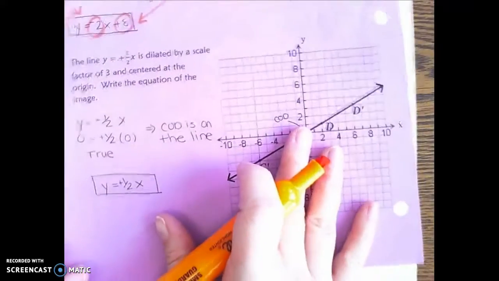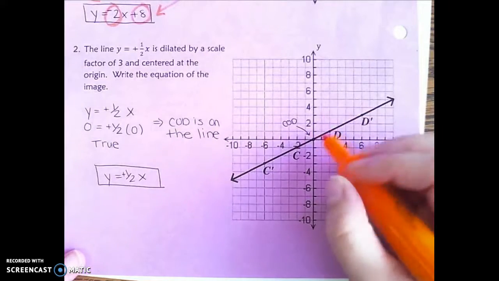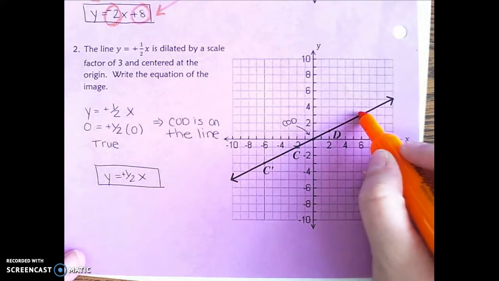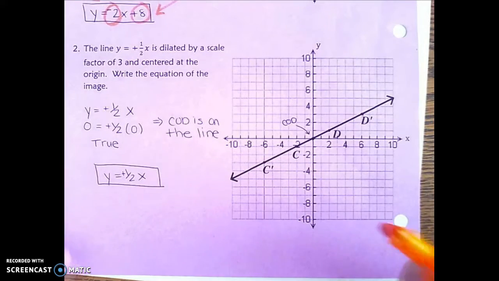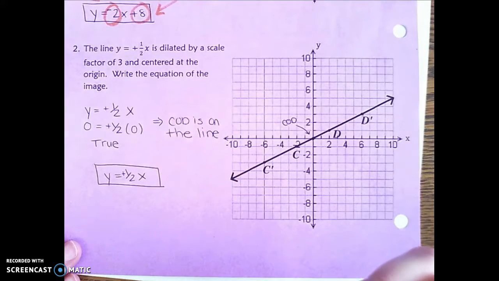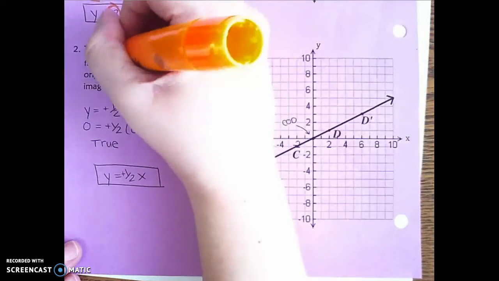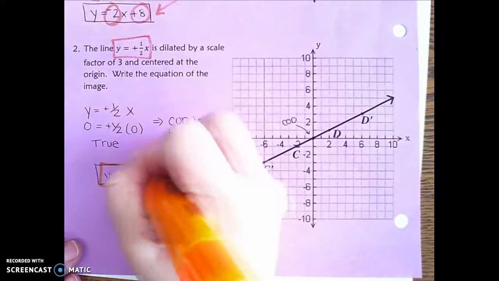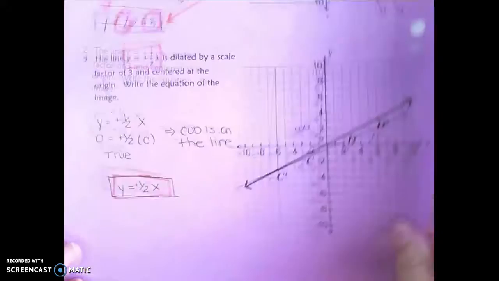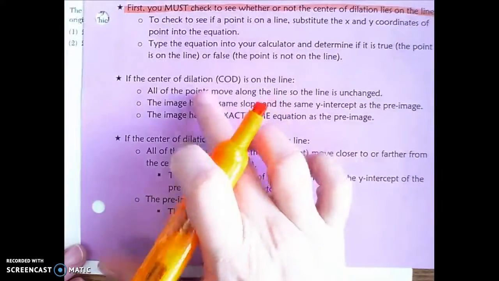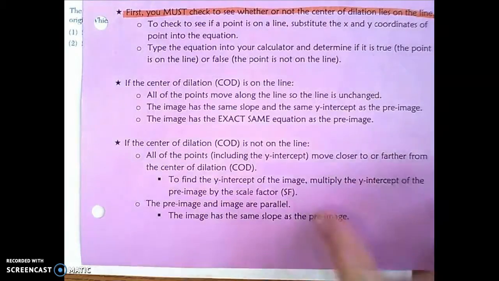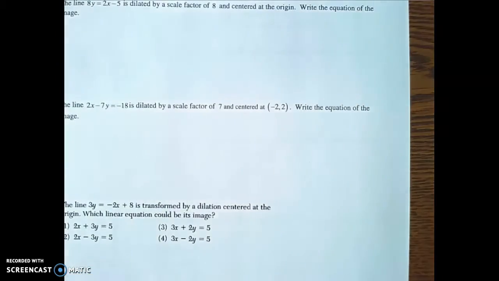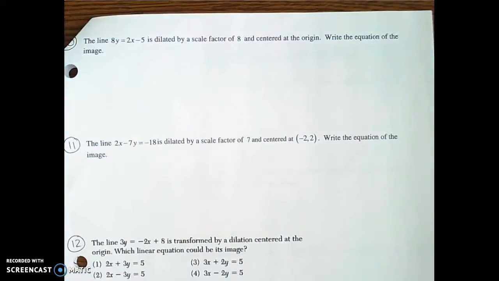However, if the center of dilation is on our line, the points just move along the line. D moves to D prime, C moves to C prime. So I end up with an equation that is literally the exact same equation as I started with. This equation is the same as my answer. Okay, nothing happened. And again, these two situations are laid out on the purple sheet, which tells you exactly what to do. So looking at a quick example, number 10, I'm given a line.